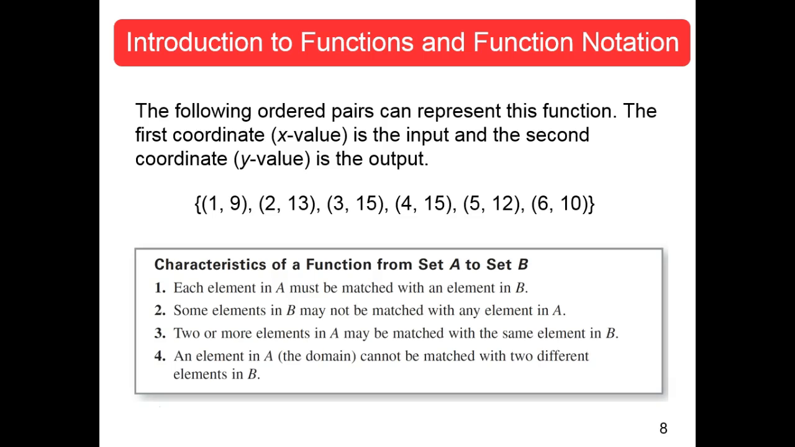Now, here's another way you can express a function. You can say it verbally, you can draw it in a mapping, or you can put a set of ordered pairs. The following ordered pairs represent that previous function. At 1 o'clock, it was 9 degrees. At 2 o'clock, it was 13 degrees. 3 o'clock, 15. These were degrees Celsius. 4 o'clock was 15. 5 o'clock was 12. 6 o'clock was 10.